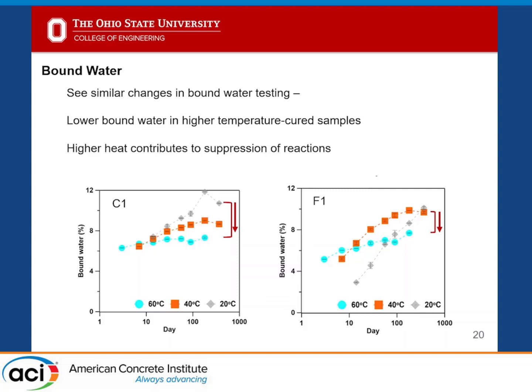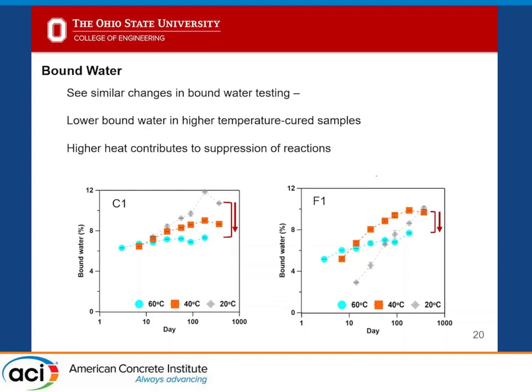We see a similar reduction in the amount of hydration product development in the system. So in the C ash on the left there, we see a pretty significant drop, about 50% of the bound water loss when we tested at 60C versus 20C, even at similar amounts of time. So you'd think the 60C would react much more because it's reacting faster and for that similar year period. And yet we still see a much lower bound water content.